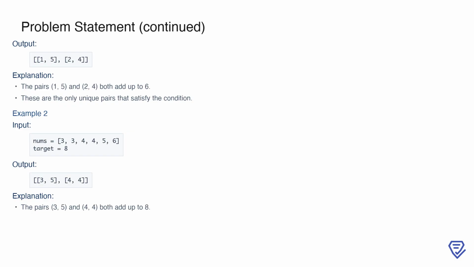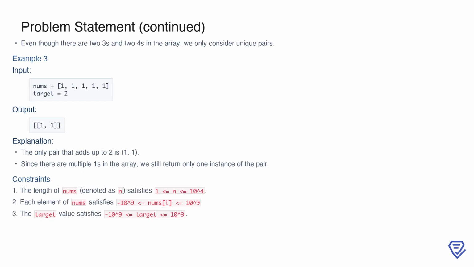Notice that even though there are duplicate values in the array, we focus only on forming unique pairs. Now, consider a case where the input array is 1, 1, 1, 1, 1, and the target is 2. The output in this case would be 1, 1. Here, the pair 1, 1 satisfies the condition, and even though there are multiple 1s in the array, only one unique instance of the pair is returned. This ensures that duplicates are avoided in the result.